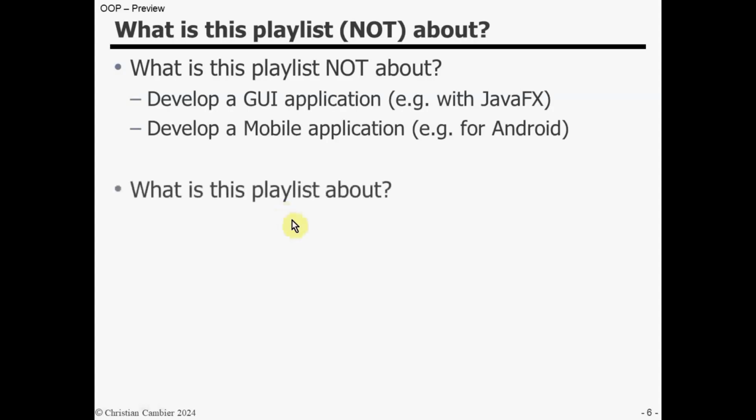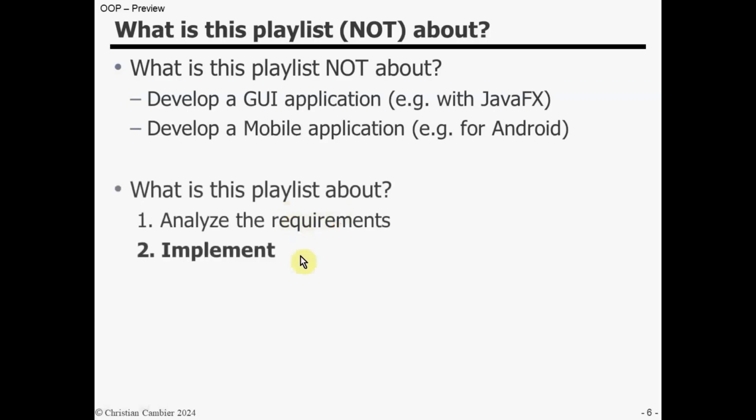So what is this playlist about? Well, the goal is to first analyze the requirements of the app so as to come up with a clear definition of what a rectangle and circle are. Then second, implement in a Java library, and third, test everything in a Java console application. Plain and simple. The main focus lies here on implementing and testing.